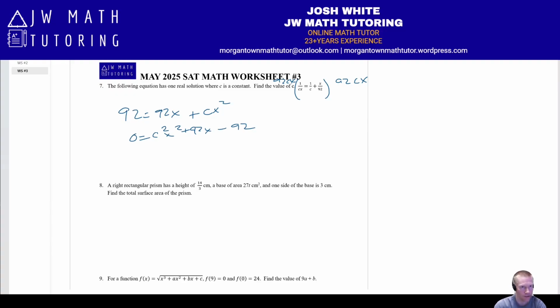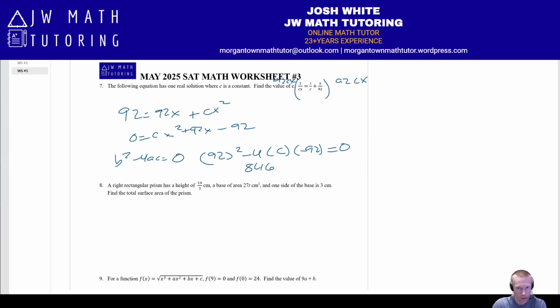At this point, there's two different approaches you could take. So you could use the discriminant, which basically tells you, since there's only one real solution, it's going to be equal to 0. So b squared minus 4ac will equal 0. And that's going to be 92 squared minus 4 times c times negative 92. So now you go ahead and multiply this out.